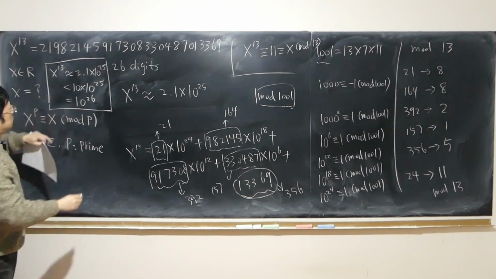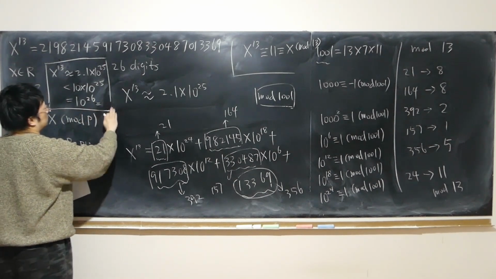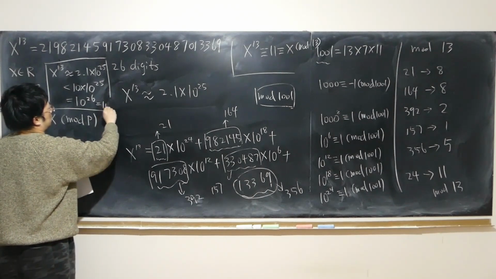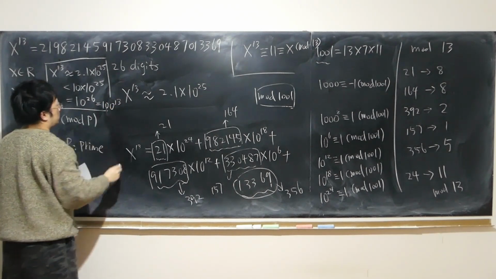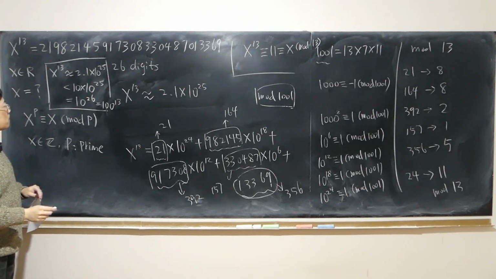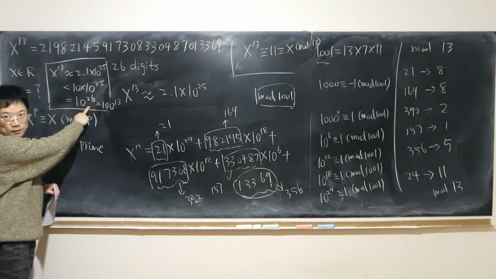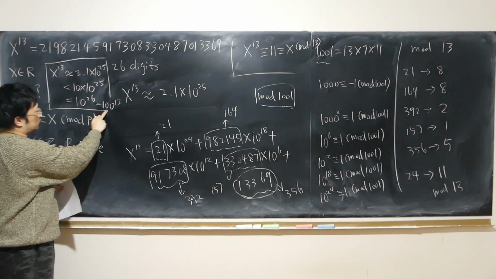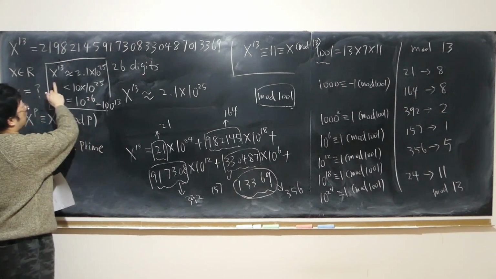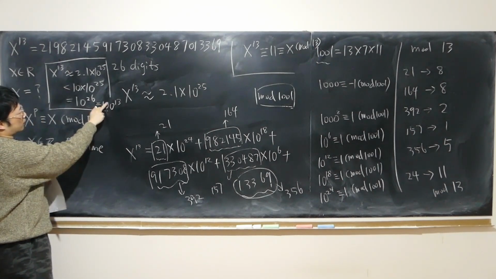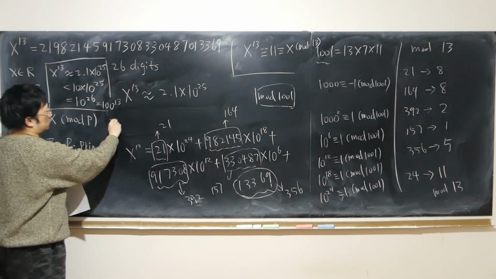Right? If we do, that is 100 to the power of 13, right? 1 followed by 26 zeros. So double zero times 13 gives 26 zeros. Same thing. X cannot be larger than 100, right?